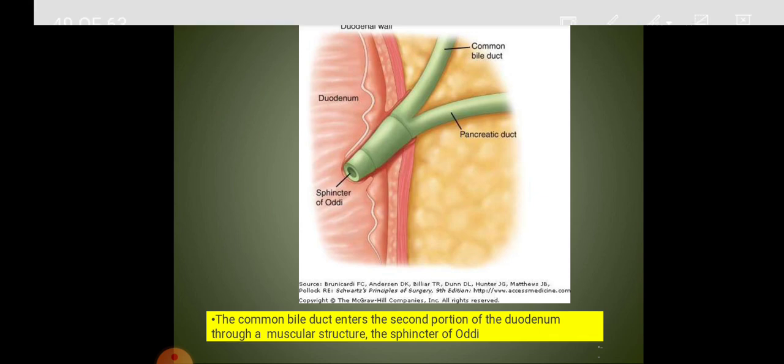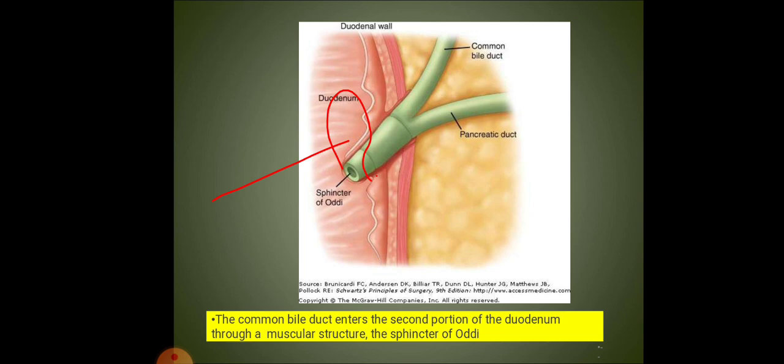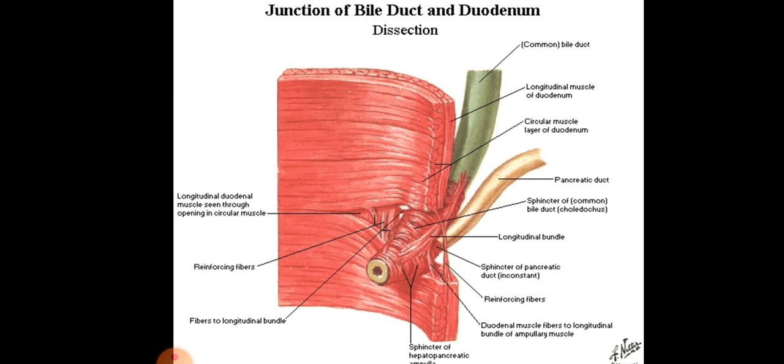So when CBD opens into the interior of the duodenum, it creates an elevation at its opening. This elevation is known as major papilla or ampulla of Vater. The common bile duct enters into the second portion of the duodenum through a muscular structure known as sphincter of Oddi. So this sphincter of Oddi controls the secretions from the CBD. In the diagram we can see the sphincter of Oddi. This is again the sphincter of Oddi at the lower end of the CBD when it is opening into the duodenum.